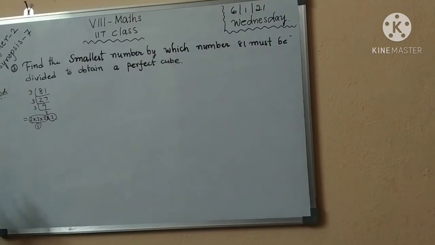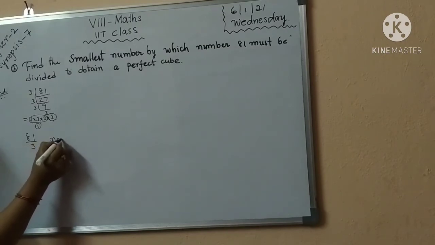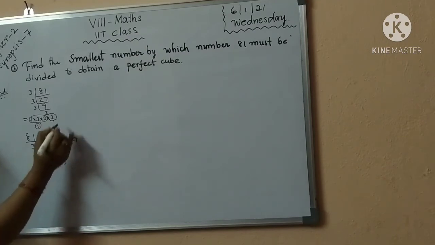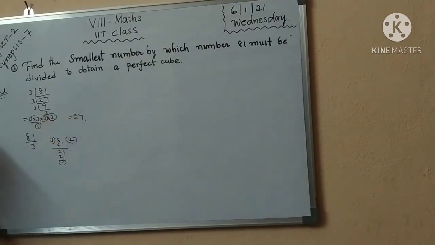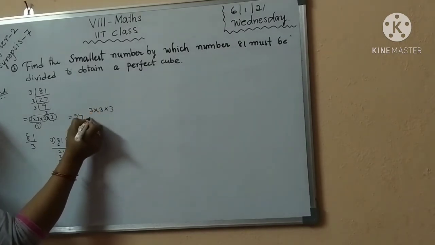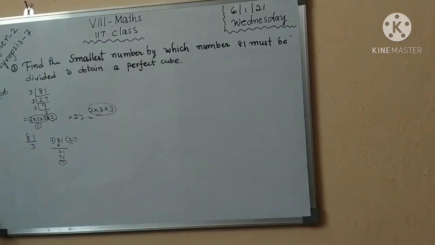So to make it a perfect cube, we must divide it by 3. 81 divided by 3 gives 27. Is 27 a perfect cube or not? We know that 3 threes are 9, and 9 threes are 27. So 27 is a perfect cube.